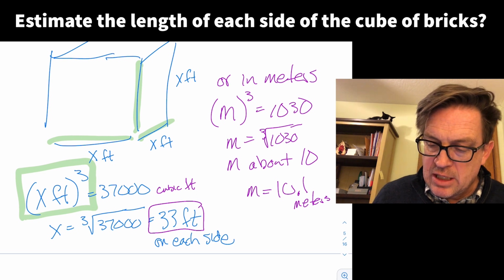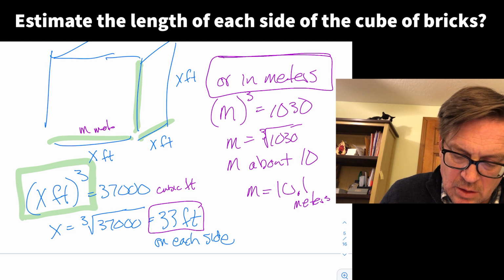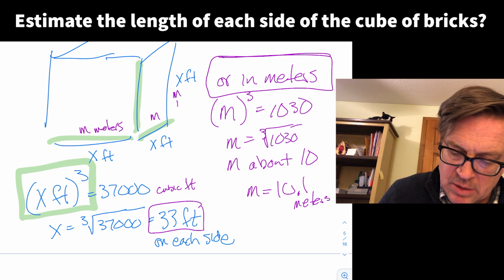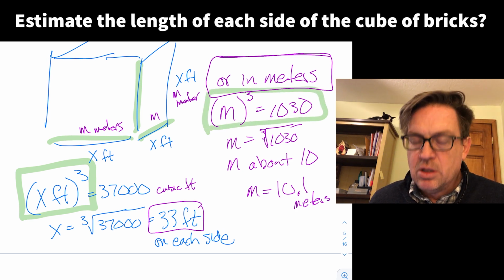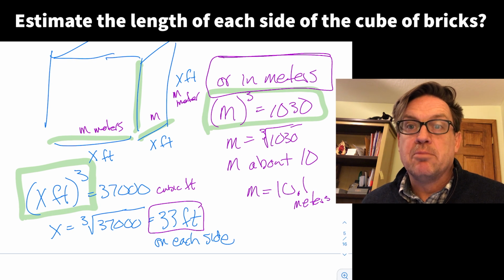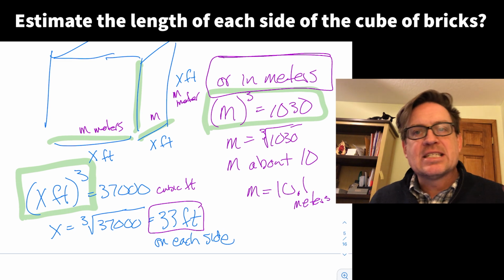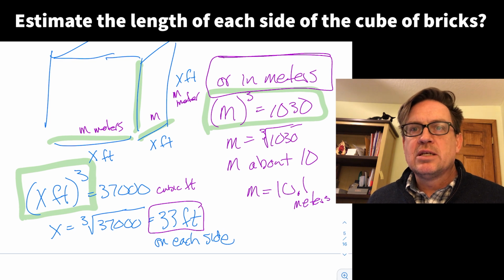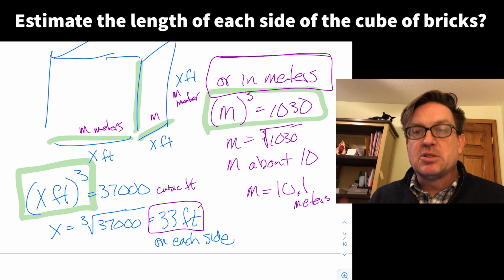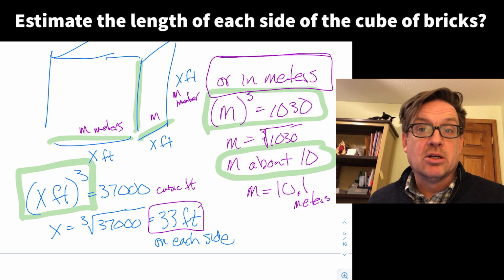Alternatively, we could have looked at it in meters, where we said it was m meters by m meters by m meters, m meters in each direction. So then we would have m cubed is 1,030 cubic meters. Well, what's the cube root of 1,000? That's easy to do in your head if you're estimating. All of these are just approximations to begin with. The cube root of 1,000: what number times itself three times gives you 1,000? It's 10. 10 times 10 times 10 is 1,000. And so I would know that it's about 10 meters.